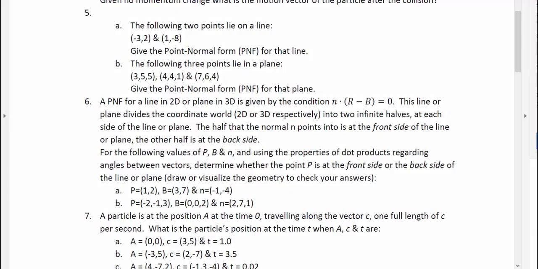Five B, the following 3 points lie in a plane. Give the point normal form for that plane.